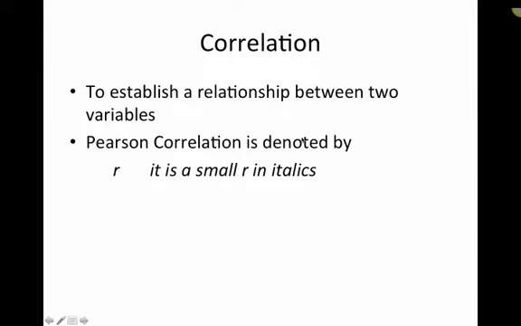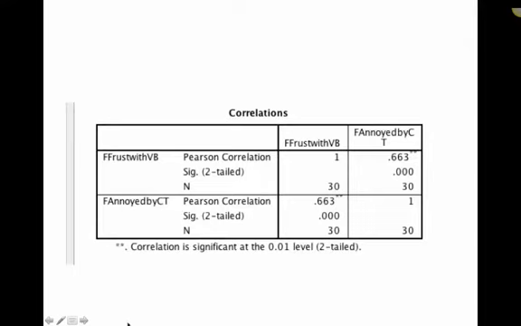Correlation. It's to establish a relationship between two variables. Pearson correlation is denoted by a little r, and it is in italics. In this case, if you're doing a fake survey, you know the questions that you want to ask. Place two questions together, and you need about three total sets of questions to be able to do it. So I'm going to give you an example.